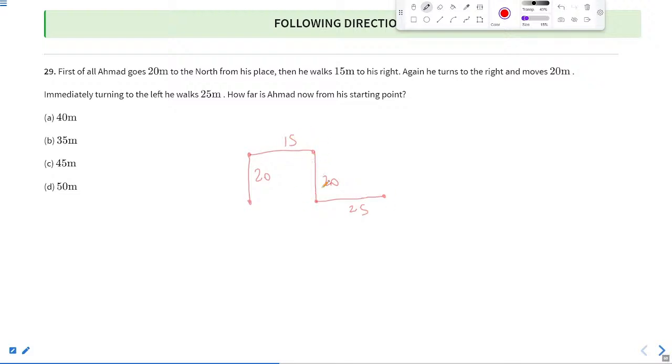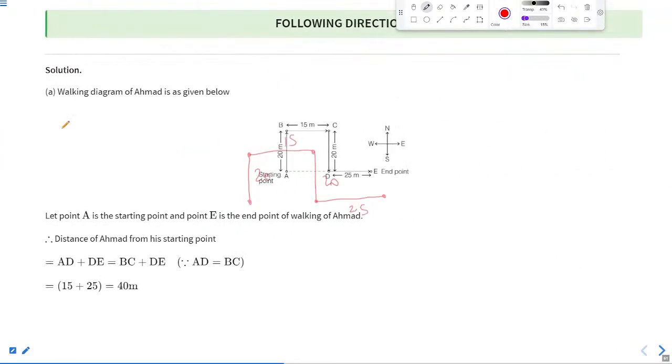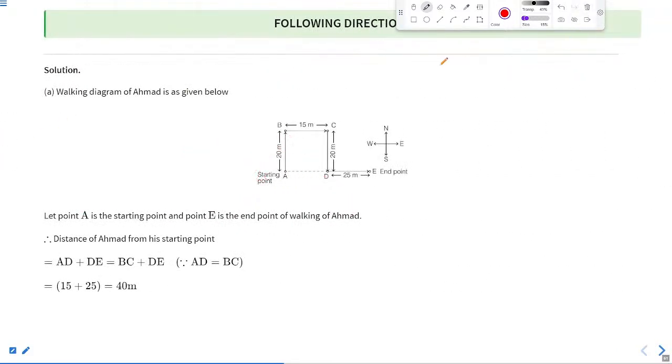He's gone north and south 20 meters, so those cancel out. And he's gone west 15 and 25, 40 meters. So answer is A, 40 meters. From the diagram, it's clear. His movement diagram, we can look. The distance from the starting point is clearly AD plus DE, which is 15 plus 25, which is 40 meters.